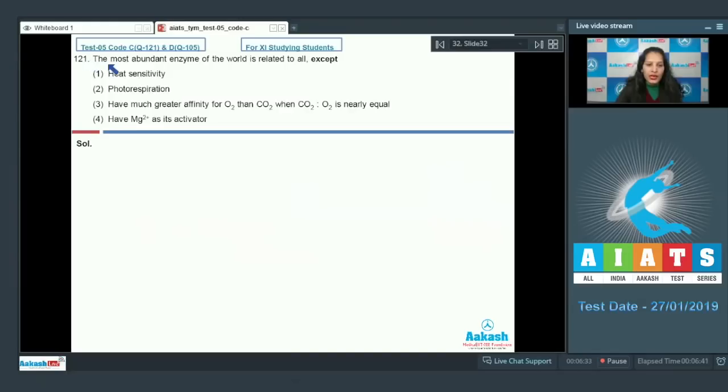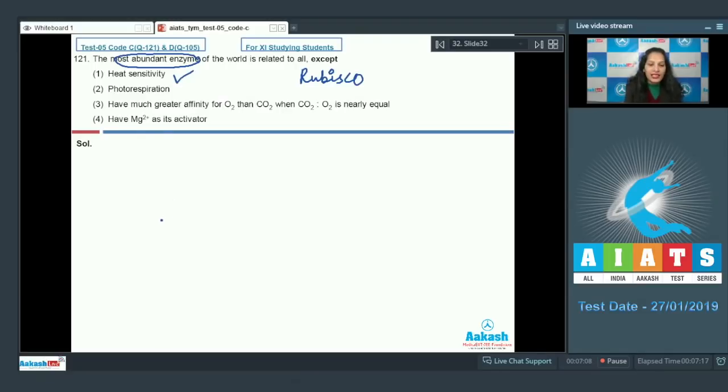Question number 121. The most abundant enzyme of the world is related to all except: first option, heat sensitivity; second, photorespiration; third, have much greater affinity for O2 than CO2 when CO2-O2 ratio is nearly equal; fourth, have magnesium as its activator. First of all, you have to find out what is the most abundant enzyme of the world. It is Rubisco. So this Rubisco enzyme, it is heat sensitive, yes.